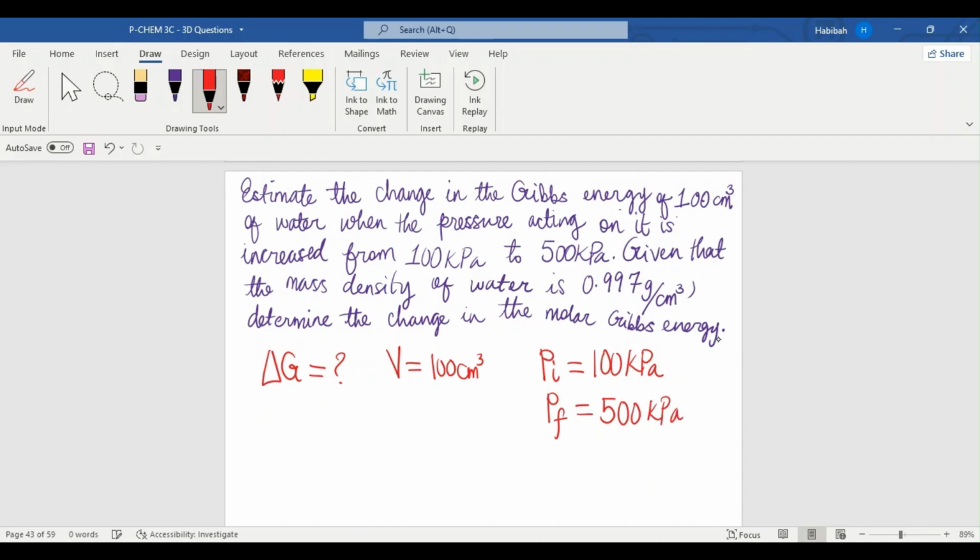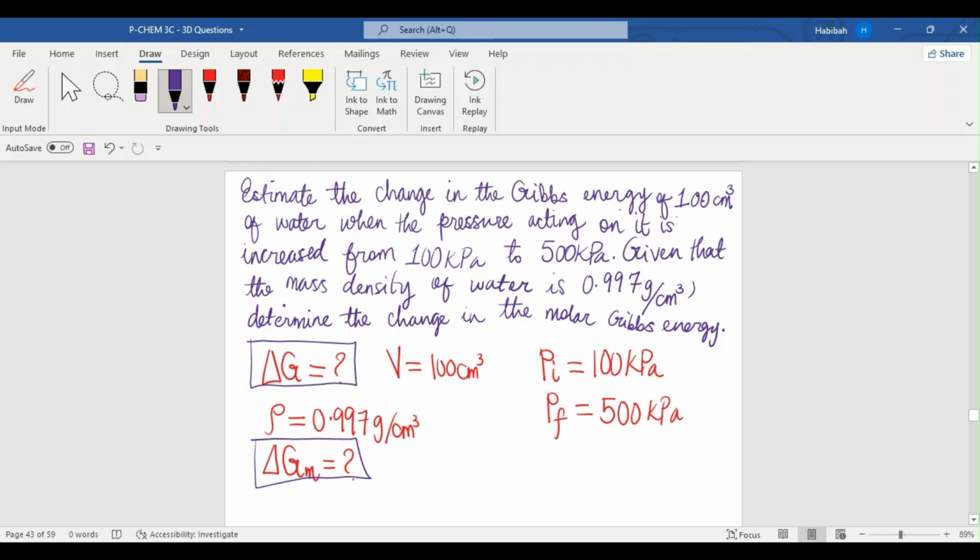Given that the mass density of water is 0.997 gram per cm cube, so the density is 0.997 gram per cm cube. We're also told to determine the change in molar Gibbs energy. So this question has two parts: we have to find the change in Gibbs energy as well as the change in molar Gibbs energy.